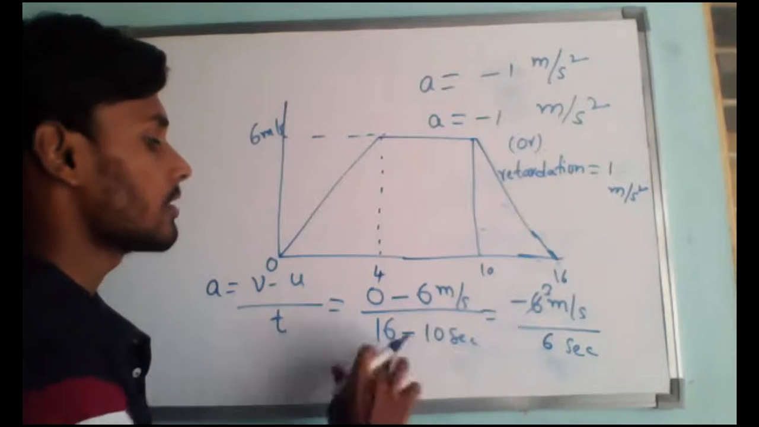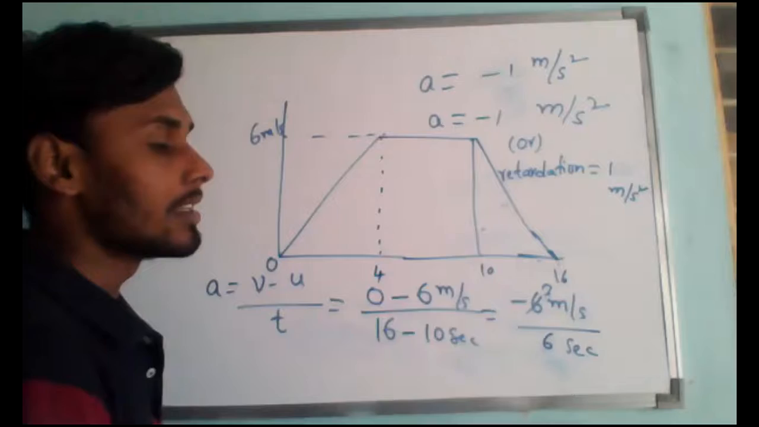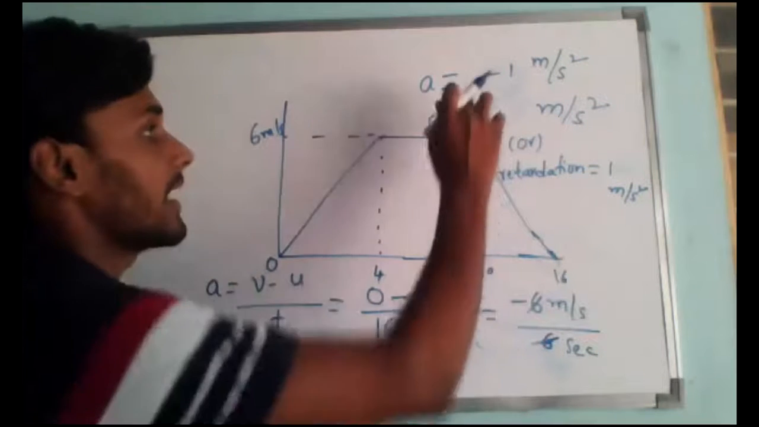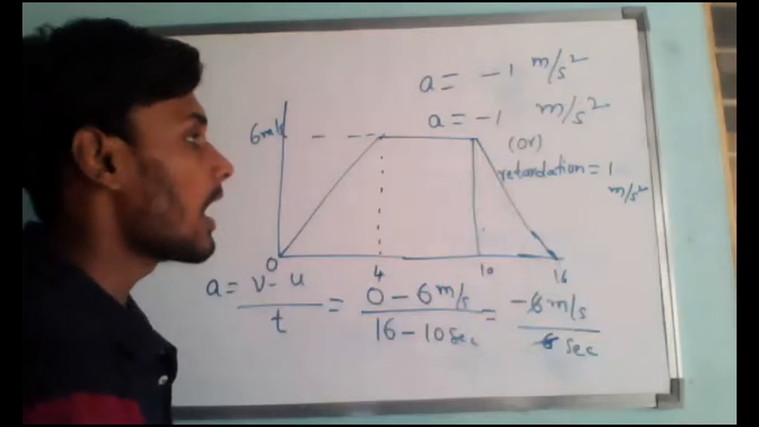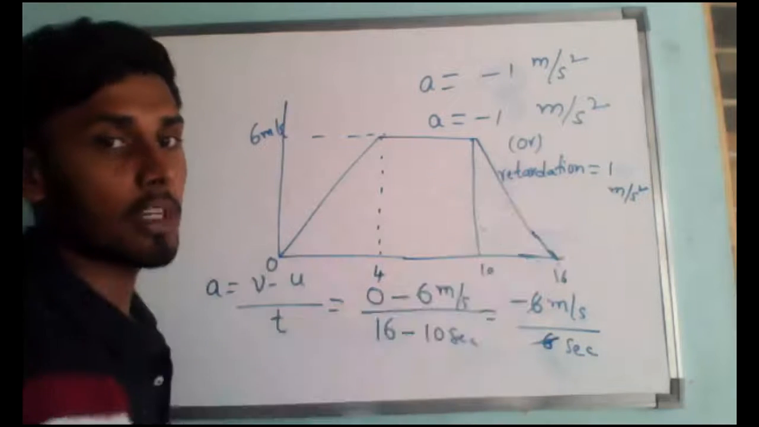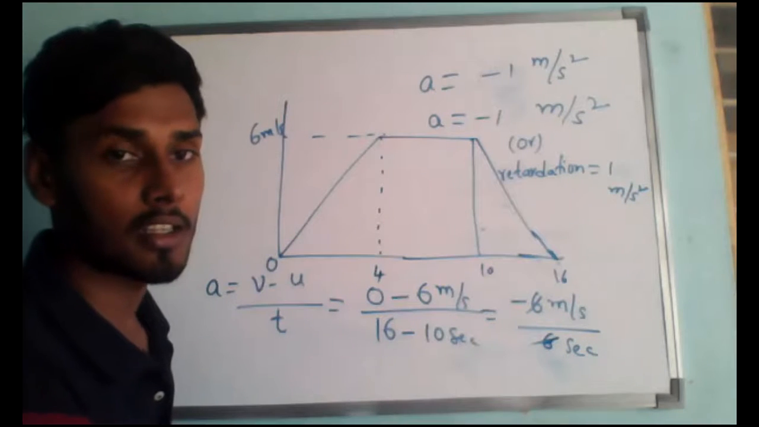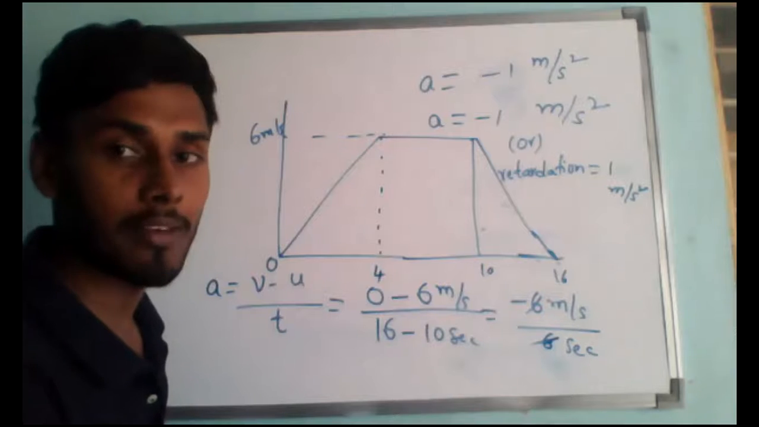Thank you. So 16 minus 10? Yes, sir. 6. So minus 6 divided by 6. So minus 1 will come. So minus 1 meter per second square. Or we can call it 1 meter per second square if we are writing as retardation. Any doubt? You can ask me. Anybody having any doubt?